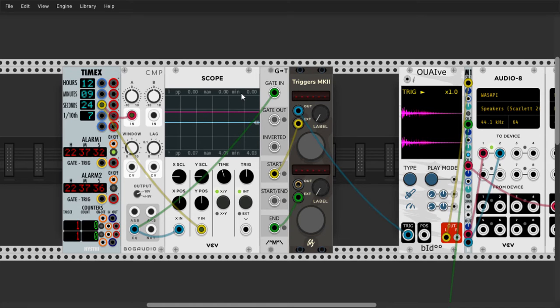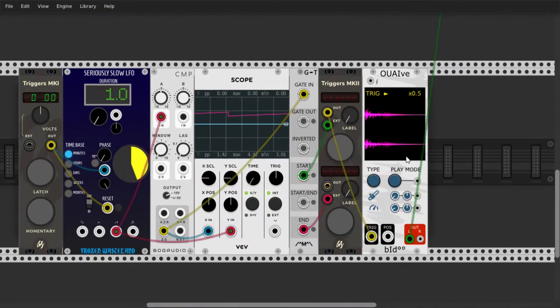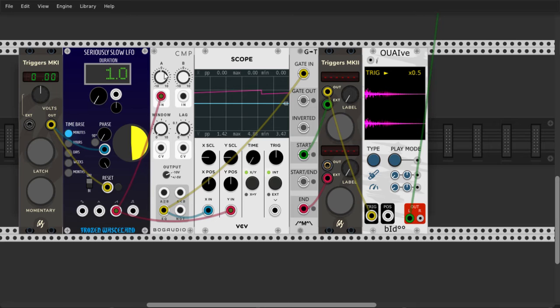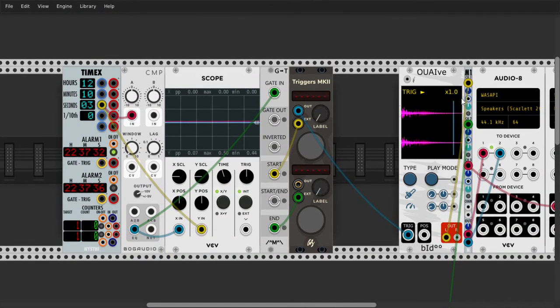I need to schedule sound events to happen at a particular time of a month or a week or even a year. You're in luck. Thanks to the Frozen Wasteland Seriously Slow LFO. Right now, I have this LFO oscillating at a period of 1 minute, running itself through the same logical test. Let's mute the other one.